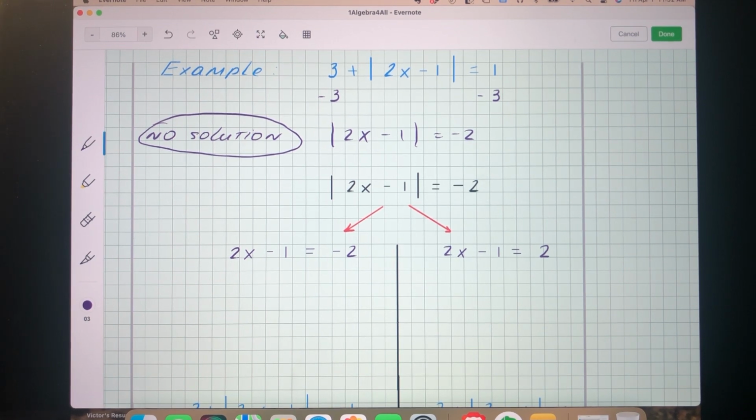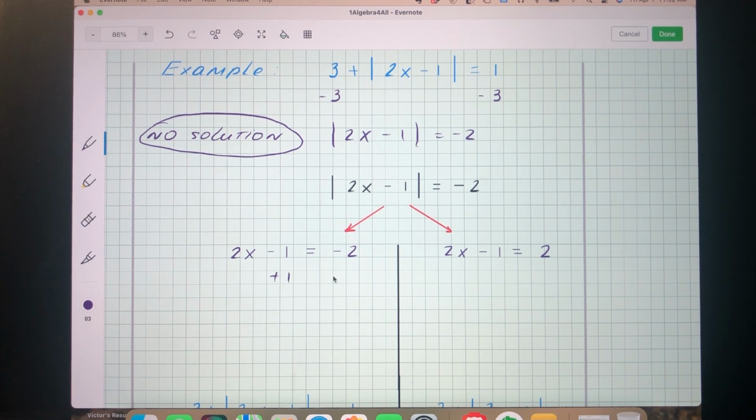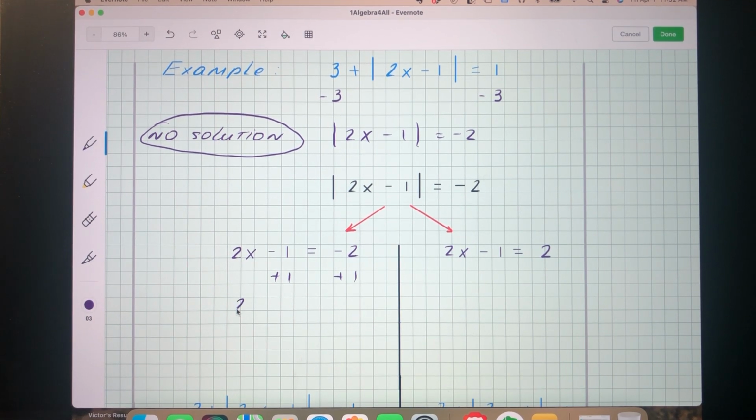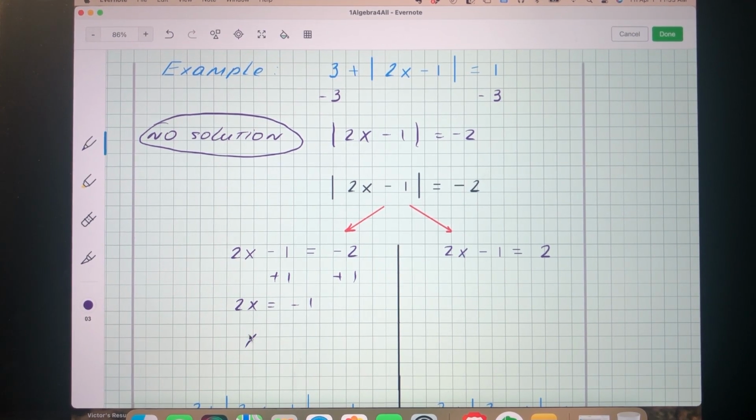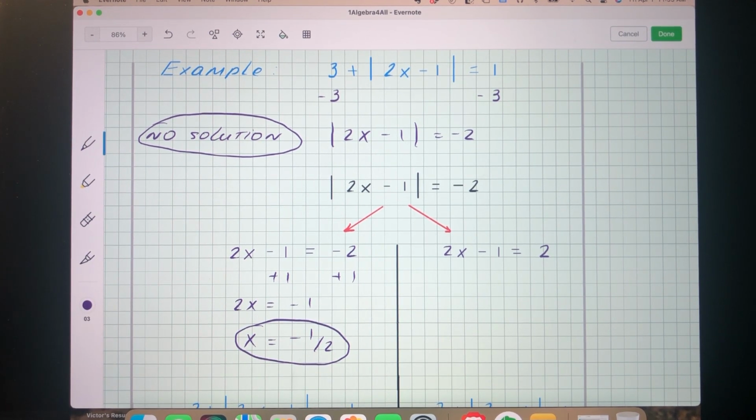To cancel the minus 1, we add 1 to both sides. That makes 2x equals negative 1. And to cancel times 2, we divide both sides by 2. We get x equals negative half. This is our first answer. Let's see if it actually works.